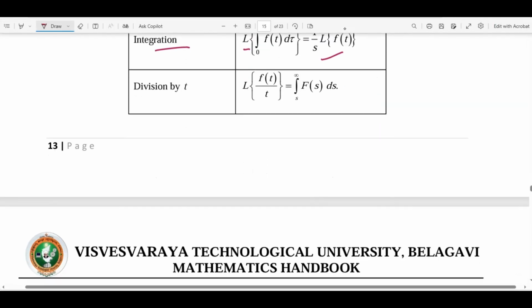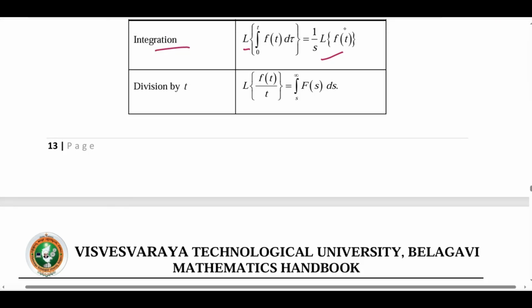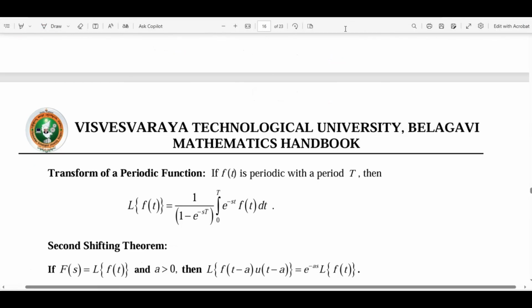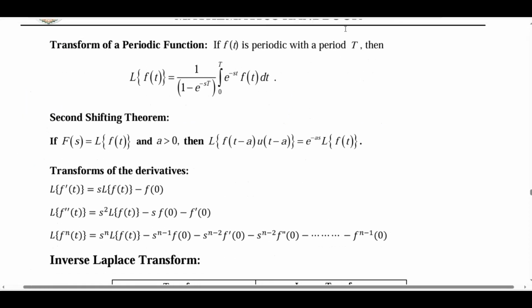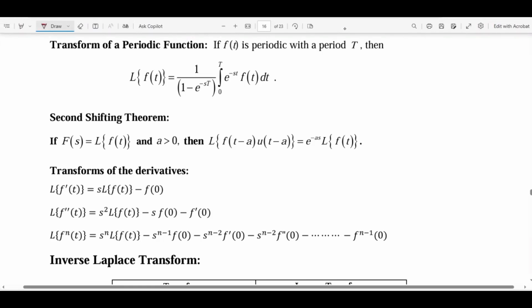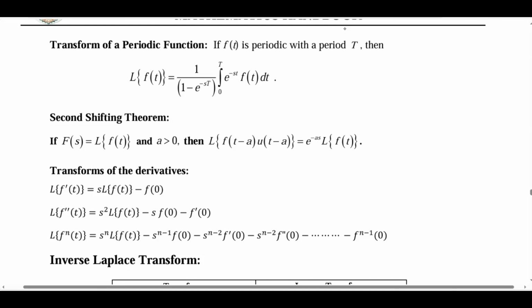Division by t: L of f of t divided by t is equal to the integral from s to infinity of F of s ds. Then next one you have is transformation of periodic function. If f of x is periodic with period T, then L of f of x will be 1 by 1 minus e to the power of minus sT, times the integral from 0 to T of e to the power of minus st into f of t dt.